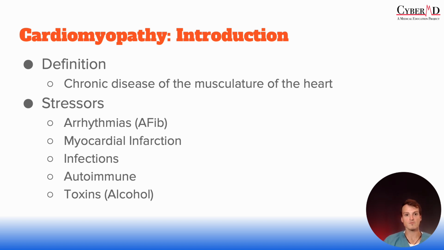Now, you might wonder what causes these abnormalities in the heart. The heart's a very resilient organ for the most part, but it's not immune to the stressors around it. There are numerous factors and conditions that can stress the heart. These include arrhythmias like atrial fibrillation. You can have myocardial infarctions or heart attacks. Infections that can reach the heart, maybe Chagas disease. Exposure to certain toxins such as alcohol can affect the heart and damage the myocardium. And then there are even autoimmune diseases that can affect the heart.